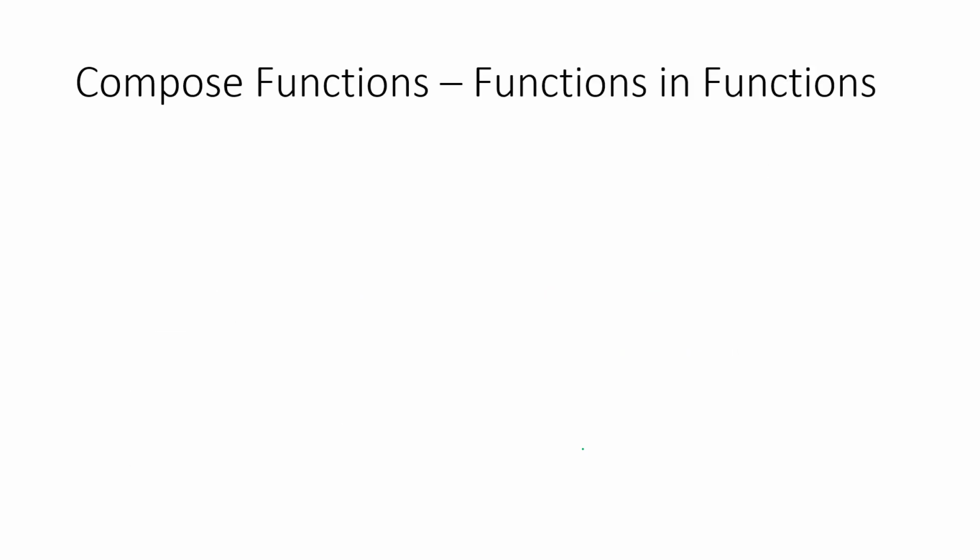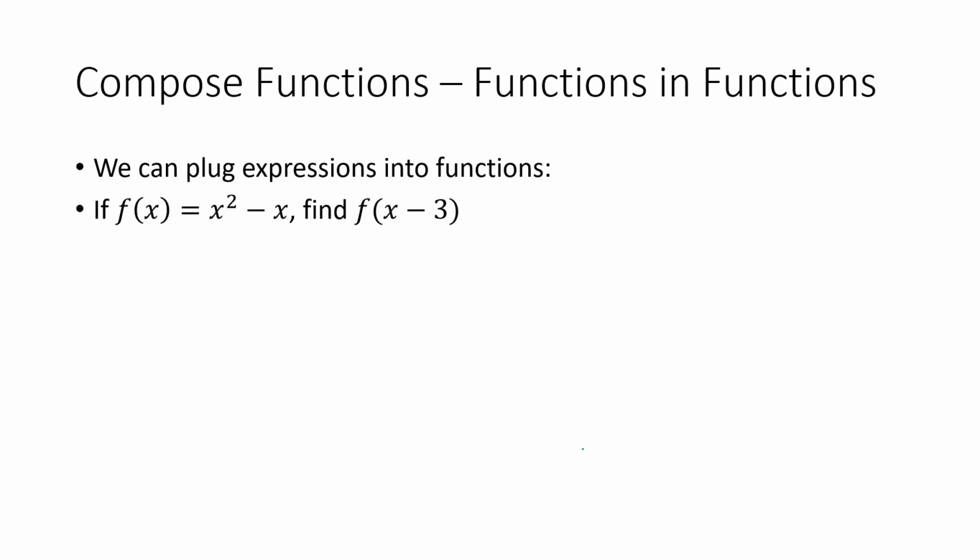So we can combine functions by adding, subtracting, multiplying, or dividing them. But there's another thing we can do with functions that's very special to functions, and that's what's called a composition of functions, where we put functions inside of functions. So for example, if I've got f of x equals x squared minus x, and I want to find f of x minus 3. Notice this whole x minus 3 is in parentheses. That's what we're going to use to replace each of the x's, because whatever is inside the function gets plugged into the variable. So f of x is equal to x, which now becomes x minus 3 squared, minus x, which now becomes x minus 3.